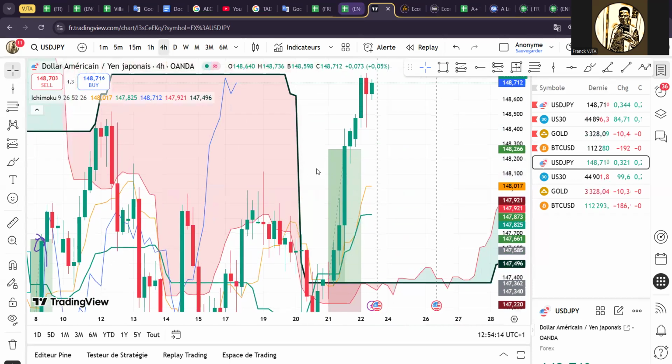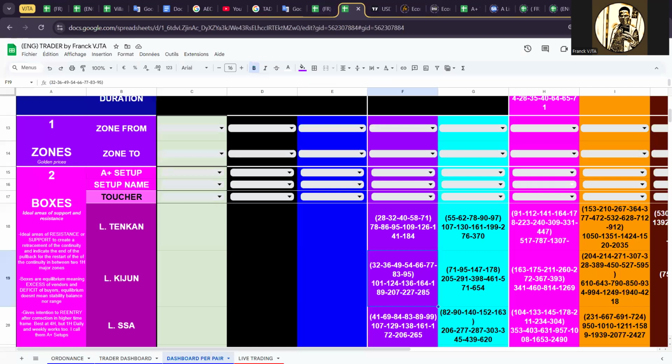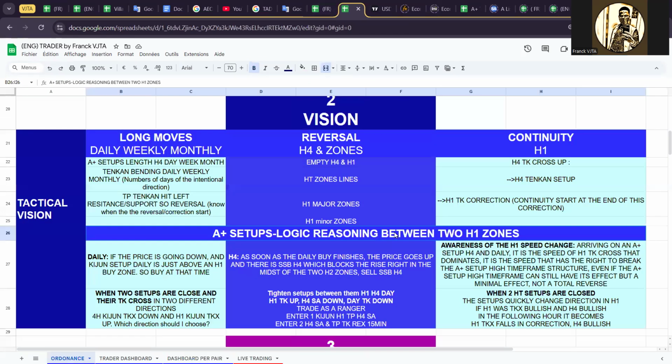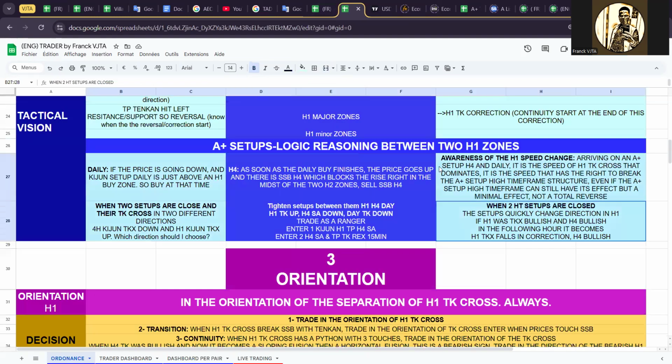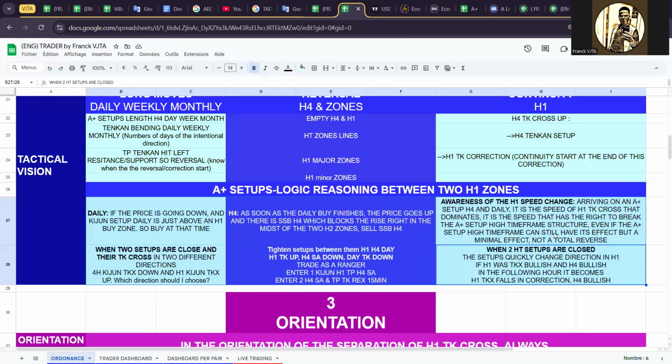So that's a little bit of intelligence around the setup that I wanted to give you. The reasoning, that's what I'm explaining here. I don't want to read all of this. I just explained it already. So let us go to the next slide.